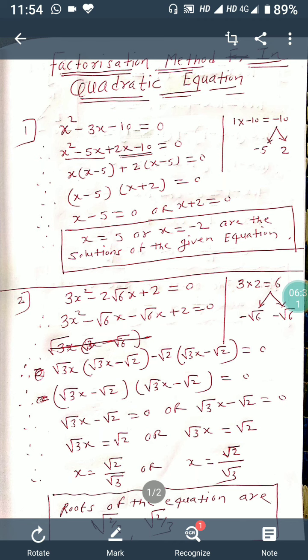Now here you can see what should come common from the first group. In order to get the product 3 and root 6, if we think, then you will get root 3x as common, because root 3 into root 3 is equal to 3, and x into x is x square, and root 3 into root 2 you will get root 6. So I have taken root 3x as common. So root 3x inside the bracket: root 3x minus root 2.